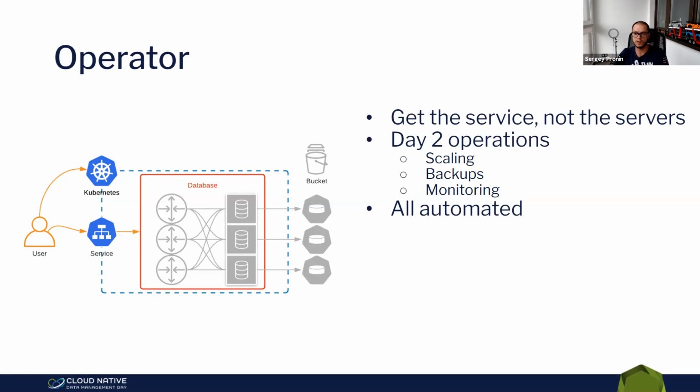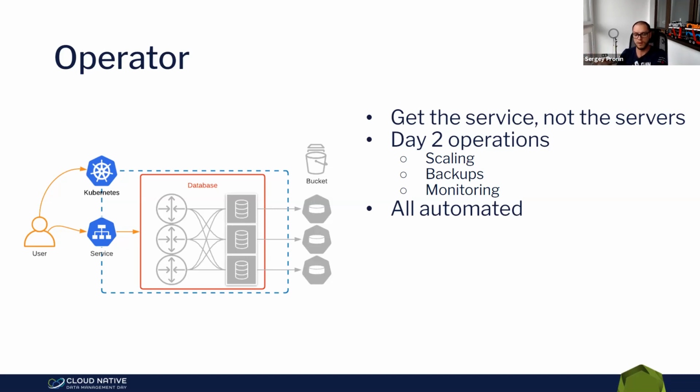So the operator is just a piece of code. And the real value of the operator is that the user gets the service instead of servers, instead of pods, instead of config files. And you see here on the right, everything is grayed out, right? There is a database running there. There are multiple containers, some Kubernetes primitives. The user does not know what is happening there.